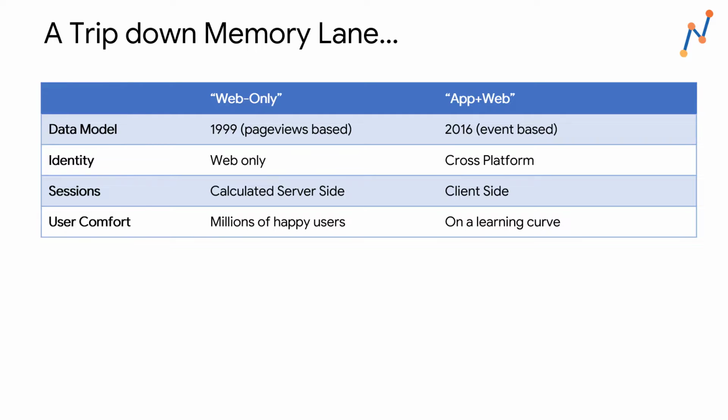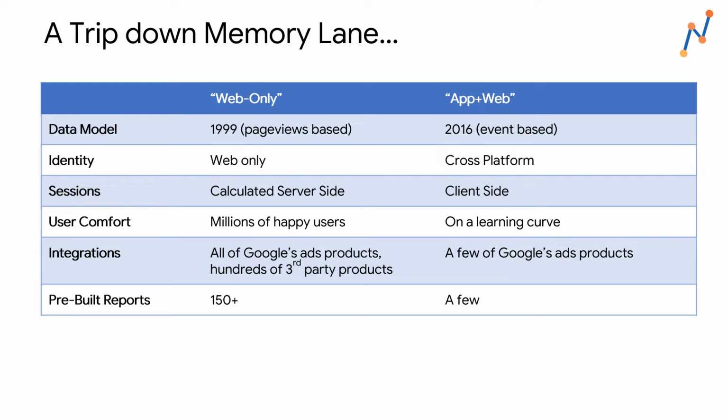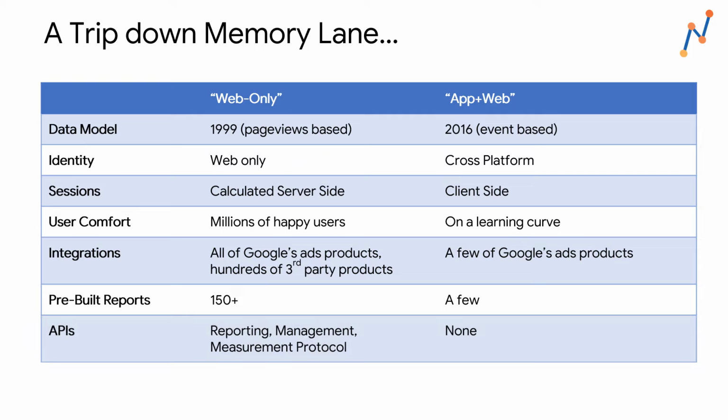The web-only product has millions of happy users. Regarding app and web, people are on a learning curve to understanding what it is and what it can do. App and web also didn't have the ads integration that web-only had. Same with the number of pre-built reports. The web-only product has a massive reporting database, whereas app and web had only a handful. The API landscape for web-only is very well developed. It's got the reporting API, the management API, and the measurement protocol. App and web did not have any API functionality available.